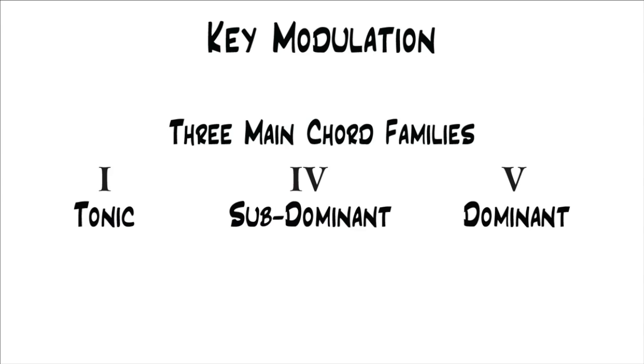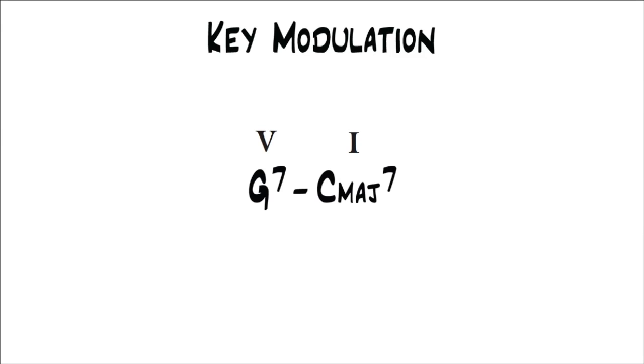And the reason that was so important is because I said using those 3 chord families firmly established a key. So if you used a chord from the tonic, a chord from the subdominant, and a chord from the dominant, you firmly established what key you're in. Or if you use an authentic cadence, which is a 5 to a 1, you're firmly establishing the key as well. And the reason we're talking about firmly establishing a key is because you need to firmly establish a key before you can modulate to another key.